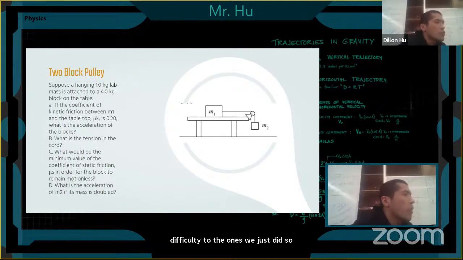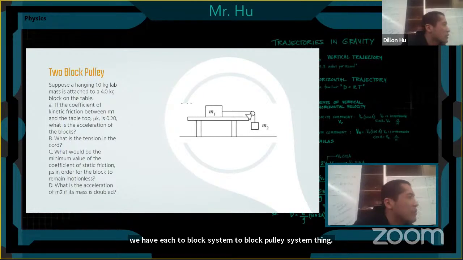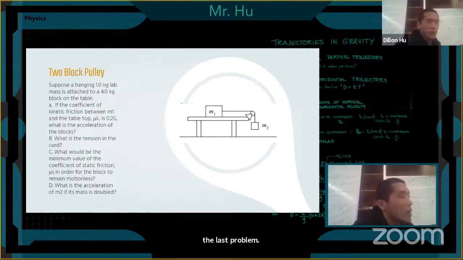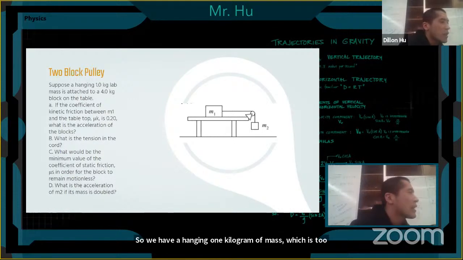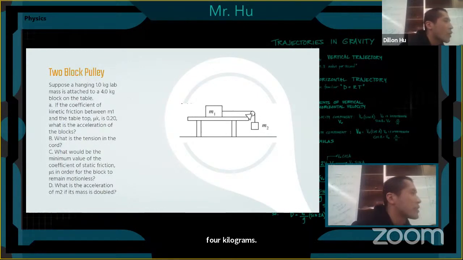So we have a two block pulley system. If you notice here, this is actually pretty similar to the last problem, and the problem before that. A lot of these problems are fairly similar to each other. So we have a hanging 1 kilogram mass, which is M2. So M2 is 1 kilogram. This is a mass this time, not a weight. And M1 is 4 kilograms. M2 is attached to M1 via a cable.